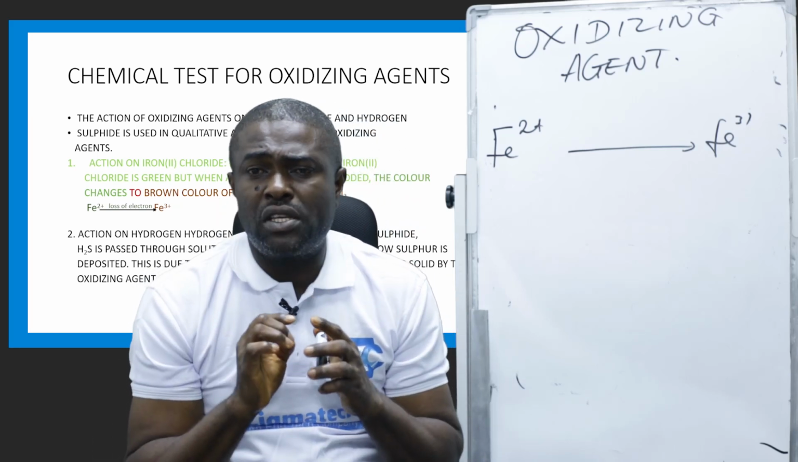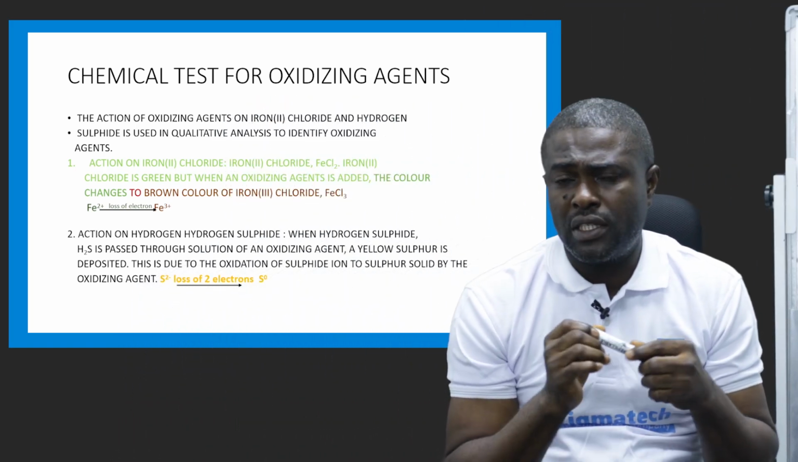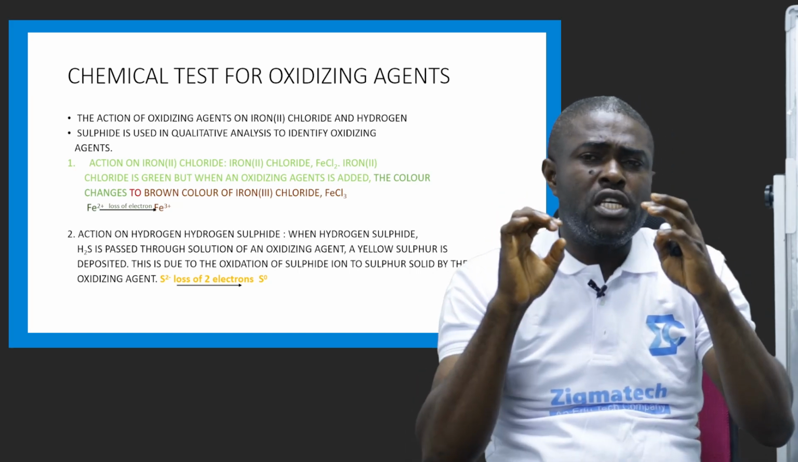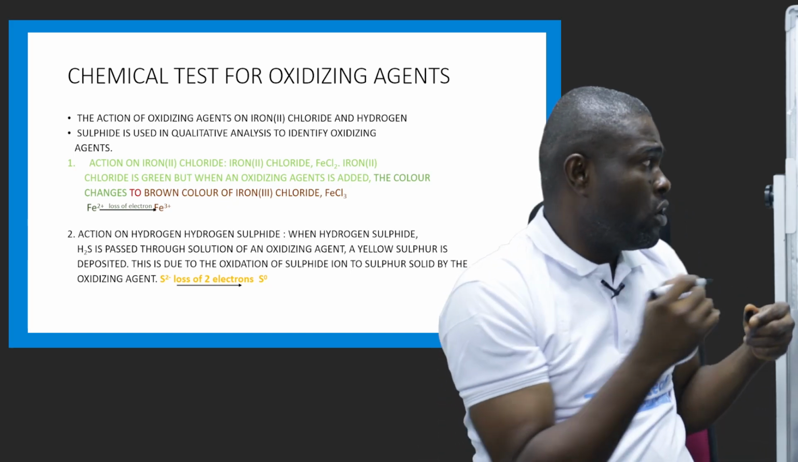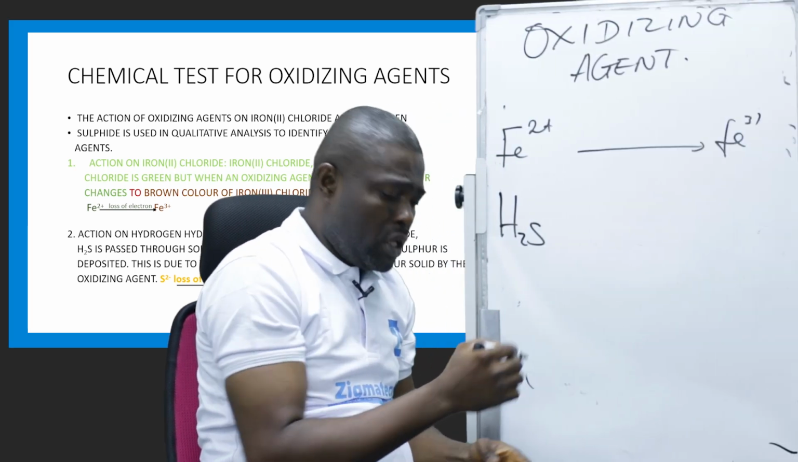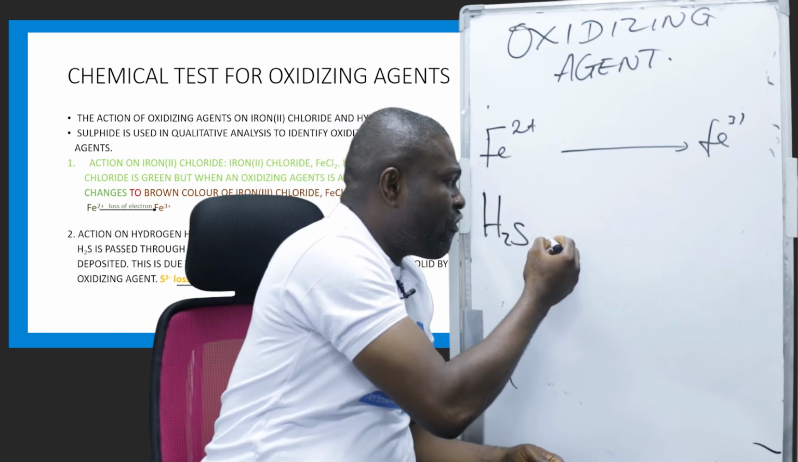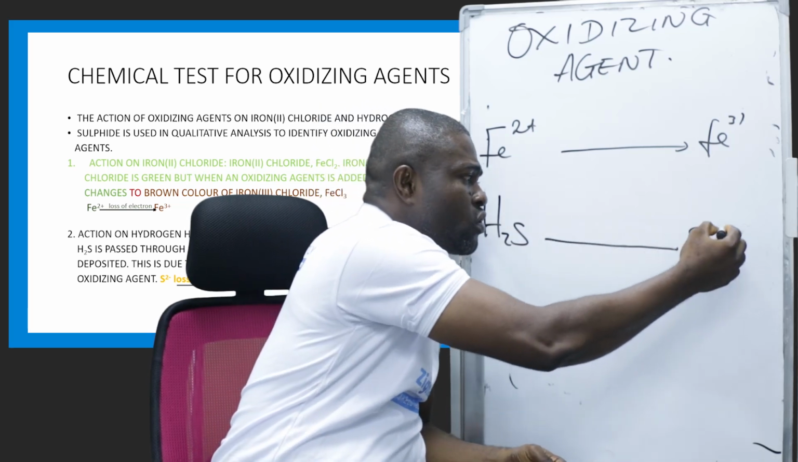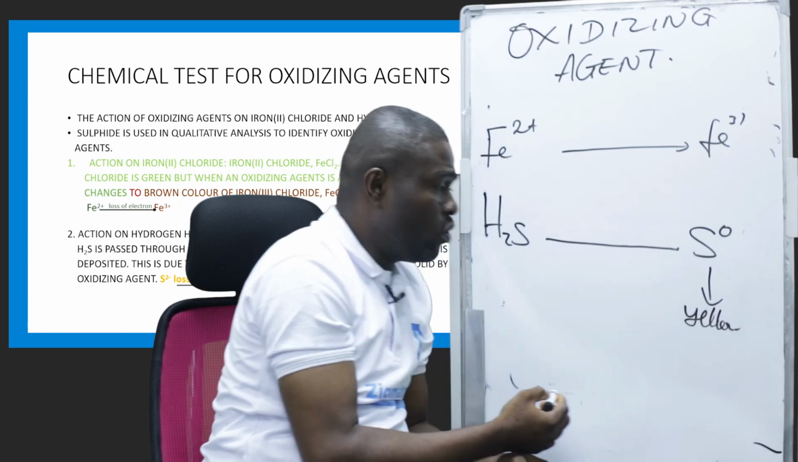Then another test is when you use a compound called hydrogen sulfide. What happens? Immediately you will notice a yellow deposit of sulfur. You have hydrogen sulfide, right? What will happen when you introduce an oxidizing agent? The hydrogen sulfide will move to ordinary sulfur, and this ordinary sulfur is yellow in color.